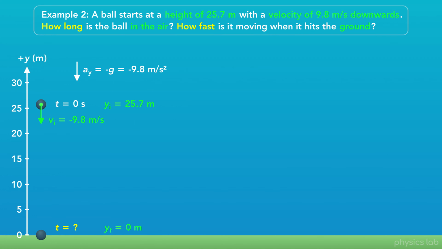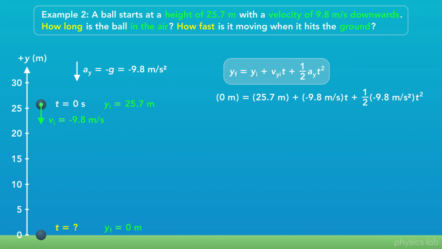So to find the time when the ball hits the ground and the y position is 0, we'll use the same equation as the first example. We plug in 0 meters for the final position, 25.7 meters for the initial position, negative 9.8 meters per second for the initial velocity, and negative 9.8 meters per second squared for the acceleration. When we simplify that, we get this equation. This time, we can't rearrange this equation to isolate t.